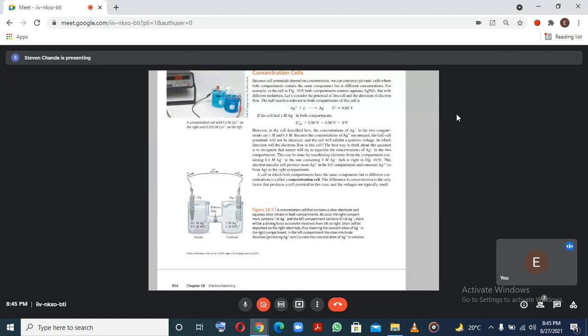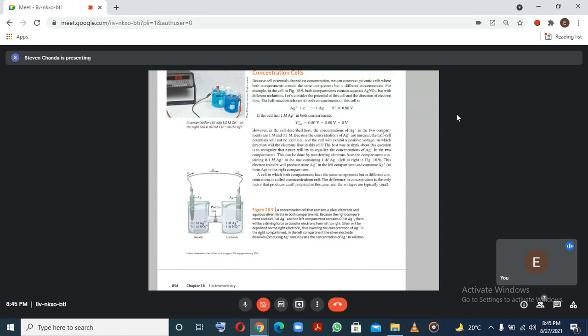Now in figure 18.9 we see on the left you've got 0.1 molar silver ion. On the right, you've got 1 molar. So where will the electrons go? Electrons will be moving from the left to the right.